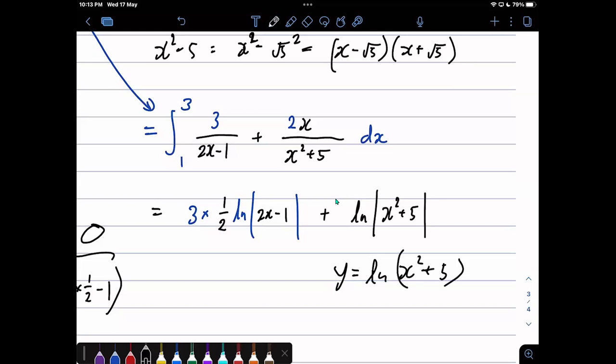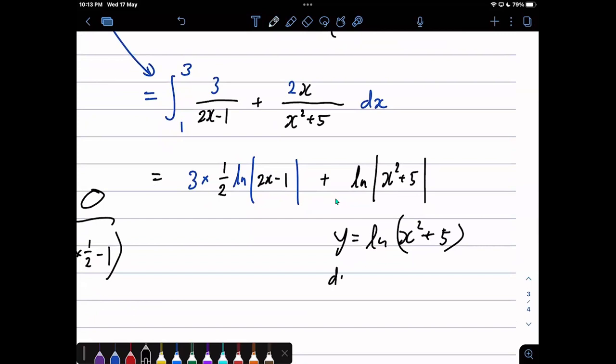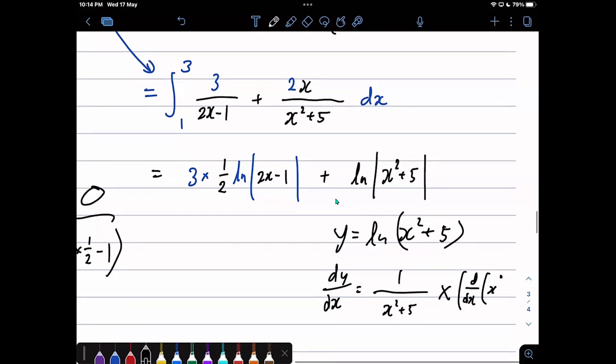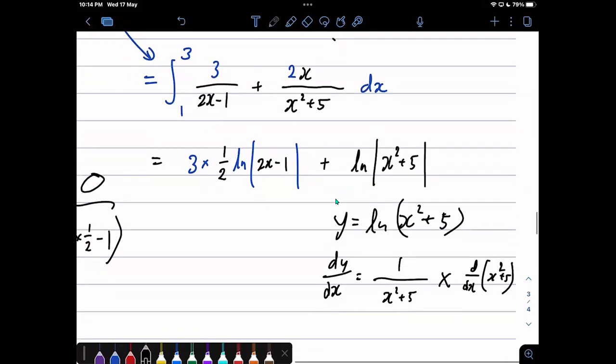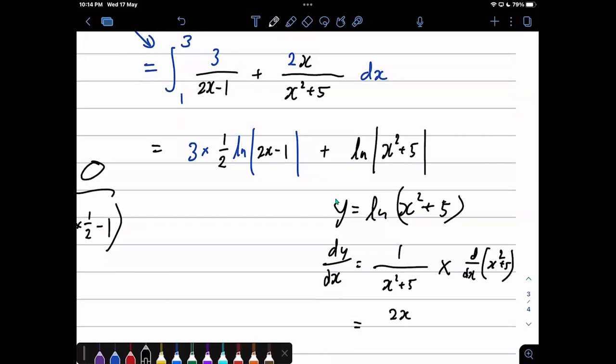y equals ln of x squared plus 5, right? What's dy by dx? 1 over x squared plus 5 times the derivative of the inner function, which is x squared plus 5. Chain rule tells you to multiply by d inner, which is 2x. Then 2x, you can write it on the numerator: 2x over x squared plus 5. Wow, amazing. That's the same as this guy.